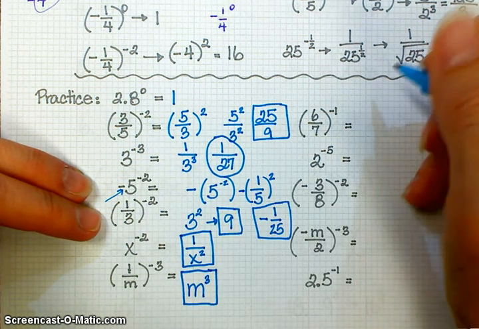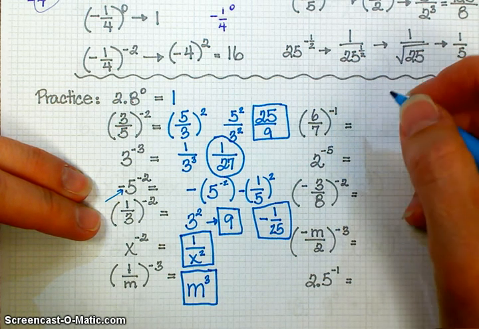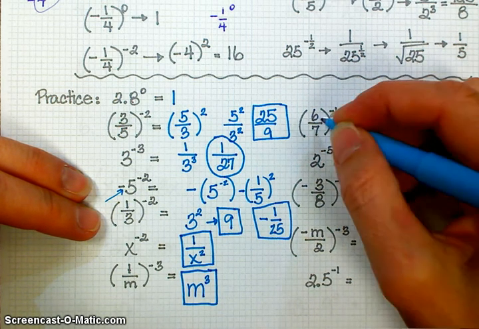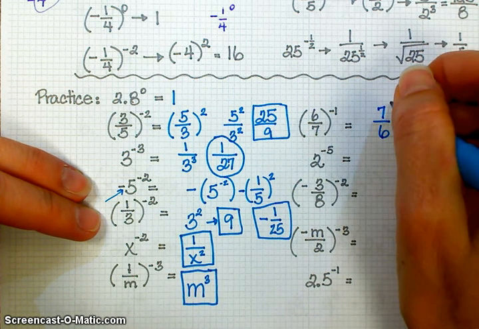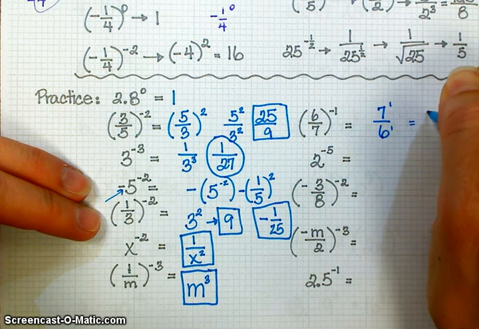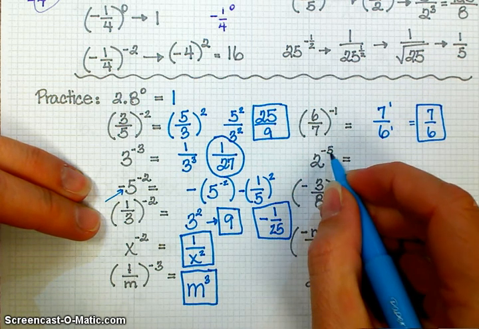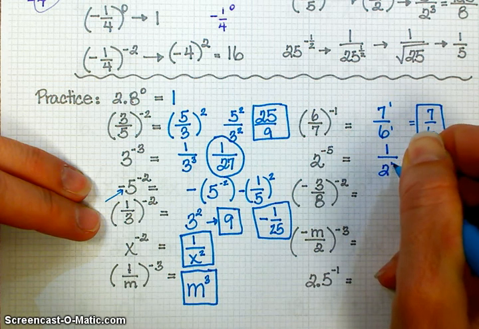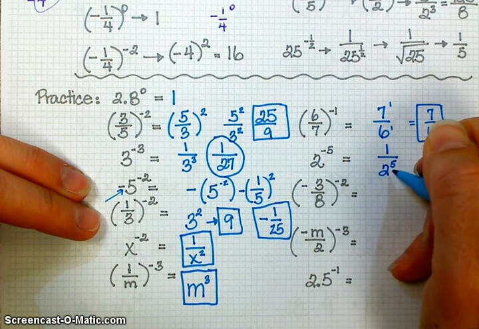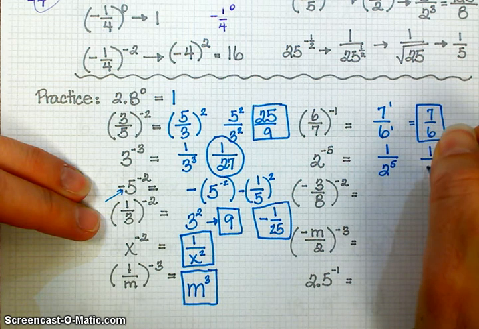Okay, this next column. 6 over 7 to the negative first power. To get rid of the negative part of the exponent, flip the fraction. So this is now 7 over 6. Each one of them is to the first power, which just remains 7 over 6. 2 to the negative fifth power is the same as 1 over 2 to the fifth. 2 to the fifth, that's 2 times 2 times 2 times 2 times 2. And when you multiply all that out, you get 1 over 32.